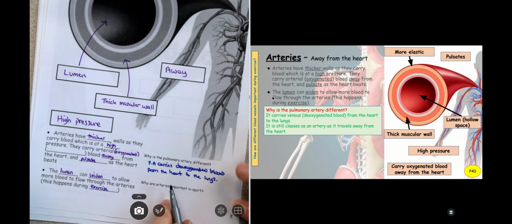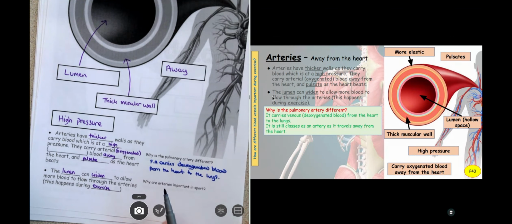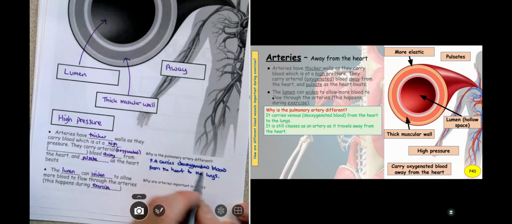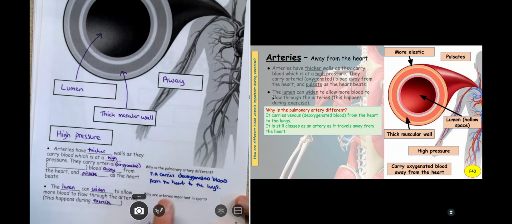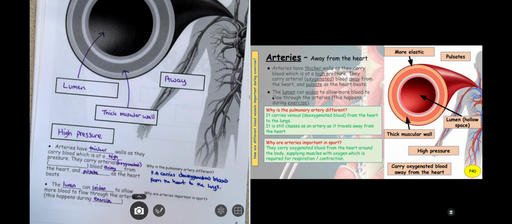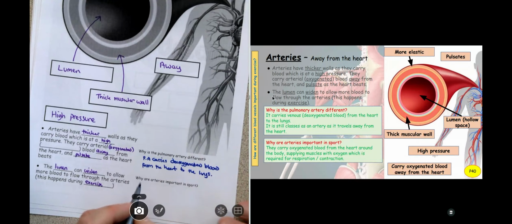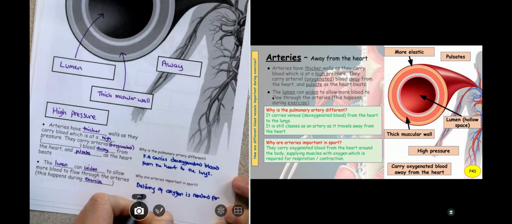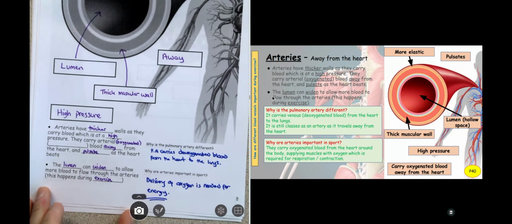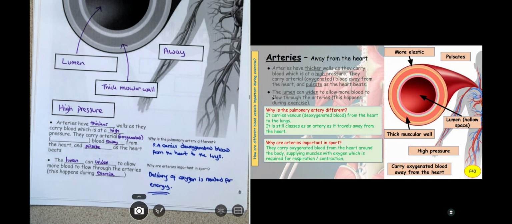So it's still travelling away from the heart, but it's going on the way to the lungs to get that oxygen. So it's still classed as an artery, it's still travelling away. That's why we can't say that arteries carry oxygenated blood, because that one doesn't. And then they're important for sport because that delivery of oxygen is needed for energy. The better supply of energy we can get to our working muscles, the more energy we will have to be able to play and can maintain aerobic respiration.